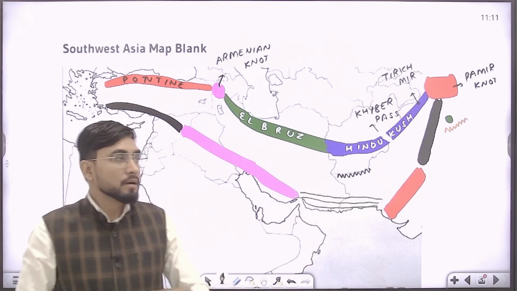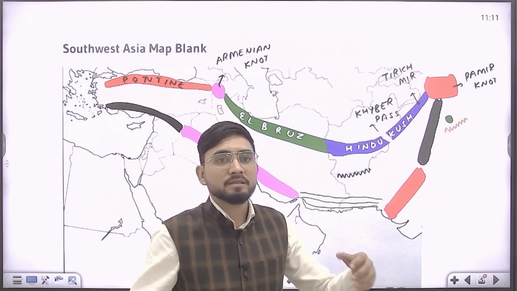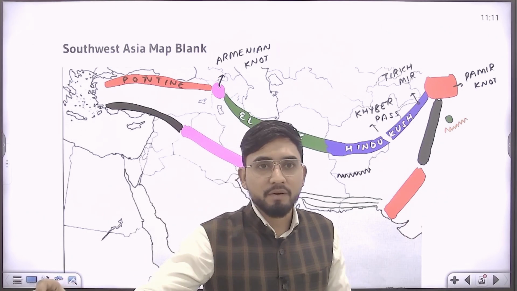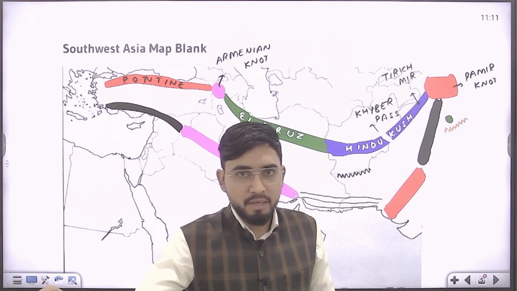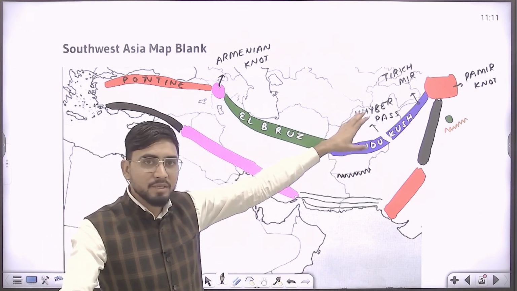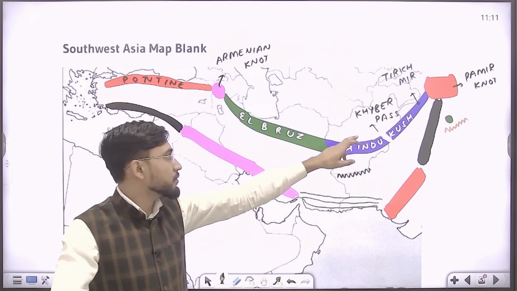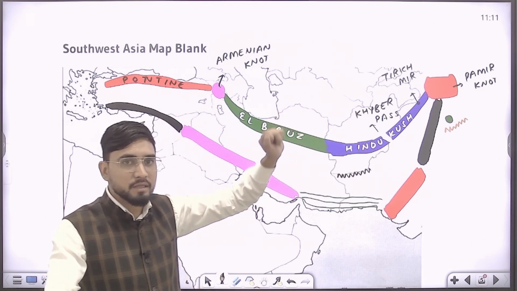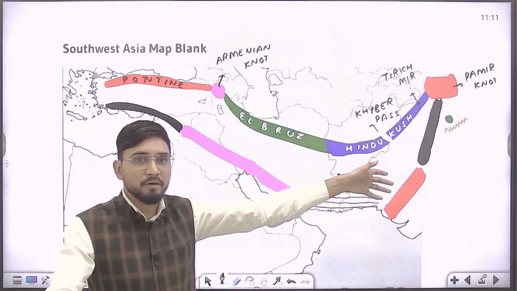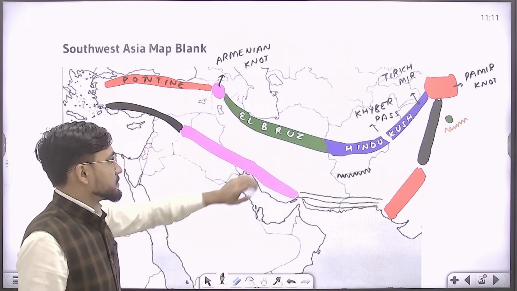Tirich Mir is the highest mountain of Pakistan. Pakistan says its highest mountain is K2, but it's part of PoK, which we still consider our part. So we talk about Tirich Mir as the highest peak of Pakistan, in the Hindu Kush range. Another attribute of this range is the Khyber Pass, which was the route of Islamic invaders from Mahmud Ghazni till Babur. And the other range is Elbrus.